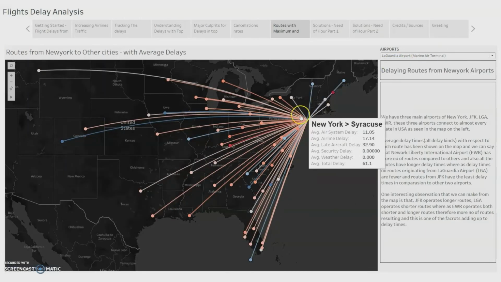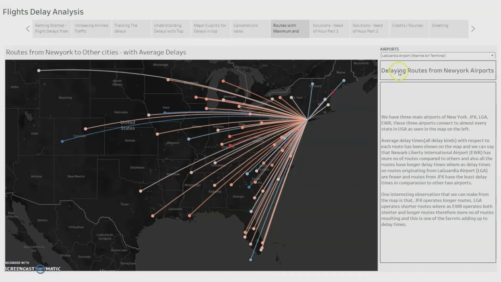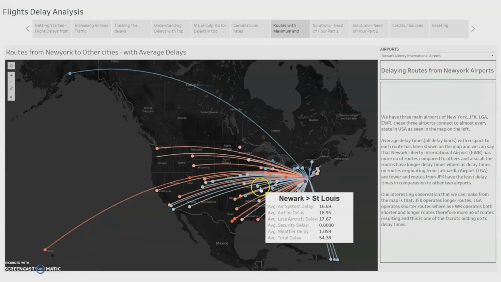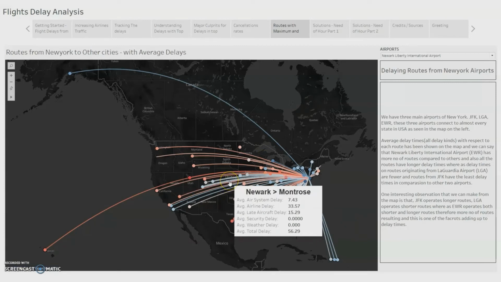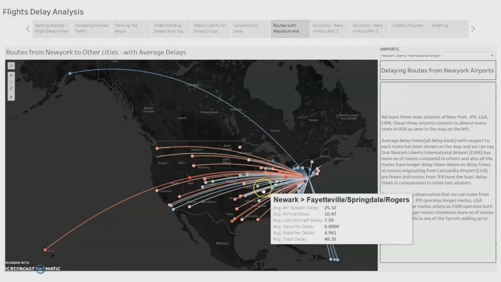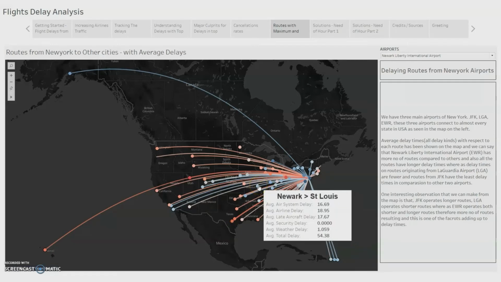For the LaGuardia Airport and the New York Liberty International Airport. If we observe these maps, you can see that there are a lot more routes in Newark Liberty International Airport as compared to the other airports. There are longer delay times in Newark Airport as compared to the other ones.